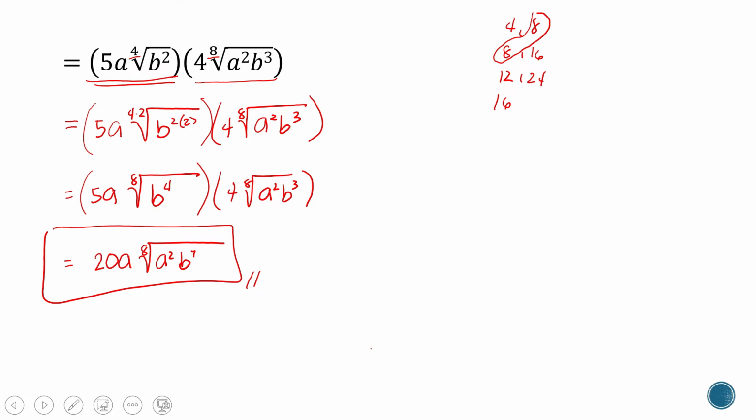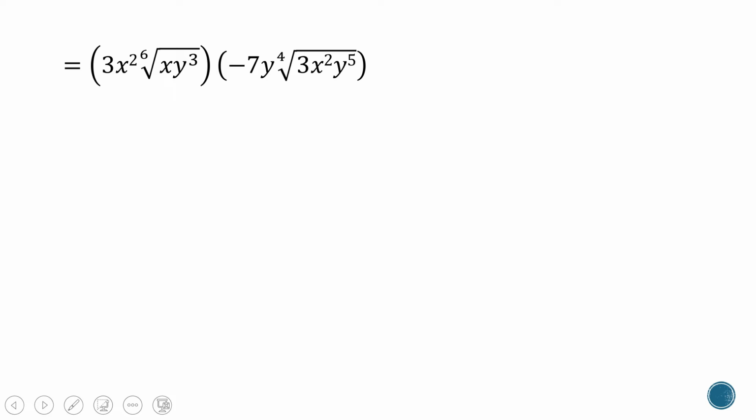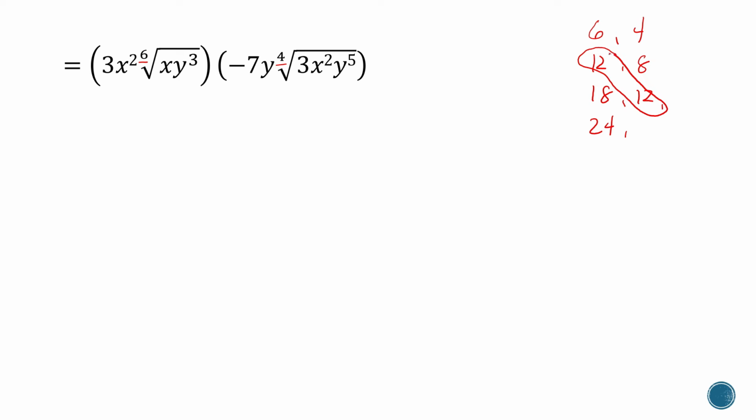Okay? Let's go to the last example. Again, the first thing we need to do is look at the indices, 6 and 4. So 6 and 4. What is the least common multiple of 6 and 4? 6, 12, 18, 24. Stop there for a while. And then 4, 8, 12. There you go. Here, 12 is the least common multiple. So which means I will multiply what number to 6 to make it equal to 12? That's right, it's number 2.